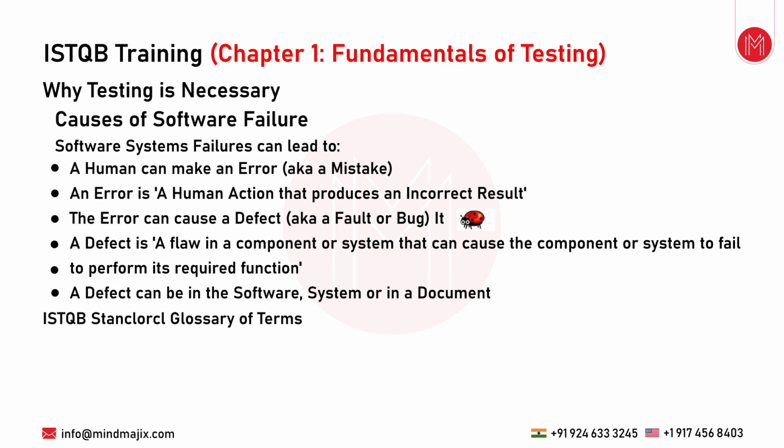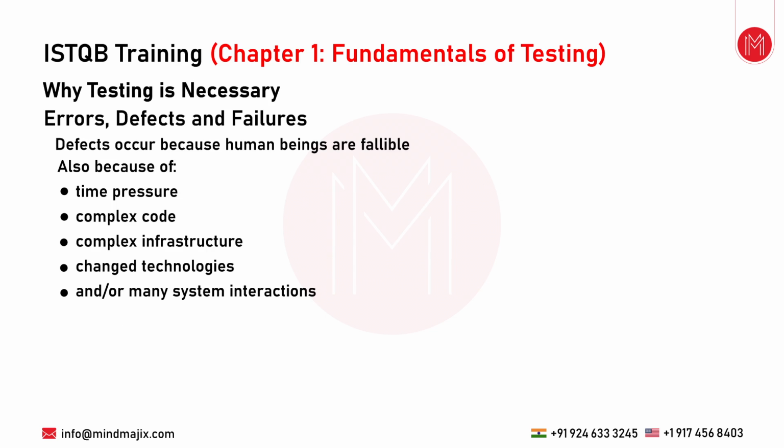We have to keep discussing, we have to keep exploring the stories, the epics, the requirements during our grooming session. I'll tell you in the course what the meaning of grooming is, right? Error, defect, and failure. So defects occur because human beings are fallible. You know, we are like that. We can make a mistake. We can miss a requirement. And when we make a mistake or miss a requirement, it comes up in front of us in the form of a defect or a failure.